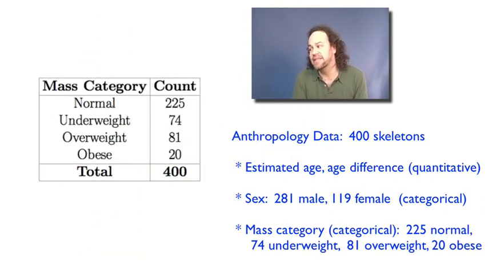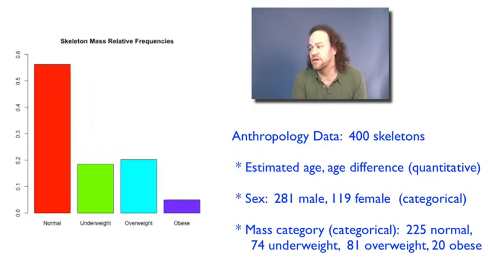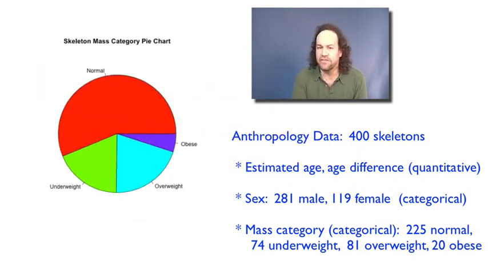Again, we could just make a table, but we could also display that as a bar chart, or if we prefer, the relative frequencies, or if we prefer, we could make a pie chart. In this way, we can illustrate the categorical variables, not in as much detail as the quantitative variables, but we can still say something about them. As we move forward and discuss the relationships between different variables, it will become more and more important to understand the categorical variables as opposed to quantitative variables and how they all fit together.